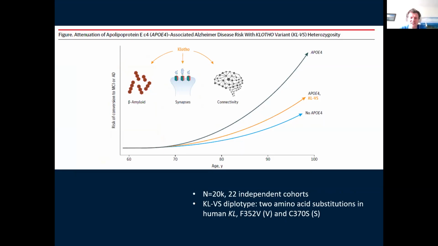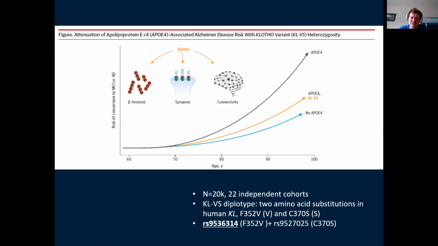They used about 22 independent cohorts and about 20,000 people. What they showed was the risk of converting to cognitive impairment or Alzheimer's disease. I don't know if you can see my mouse pointer, but basically you have ApoE4 at the top here, and then no ApoE4, so E2 or E3, and then you can see that people who are heterozygous for this klotho mutation are almost intermediate between the two.